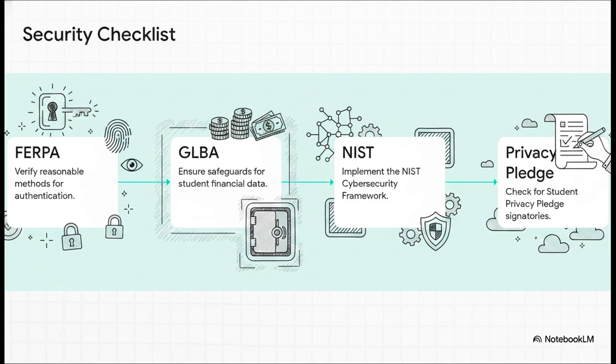Step 2, secure any student financial aid data by complying with the Gramm-Leach-Bliley Act Safeguards Rule. Step 3, implement the NIST Cybersecurity Framework. Actually, a lot of states mandate that one now. And Step 4, always be on the lookout for vendors who have officially signed the industry's Student Privacy Pledge.